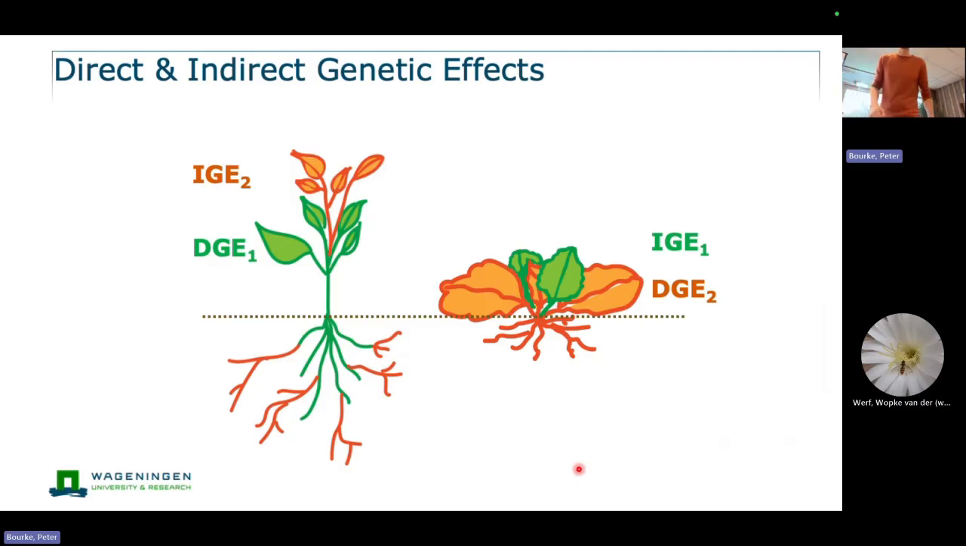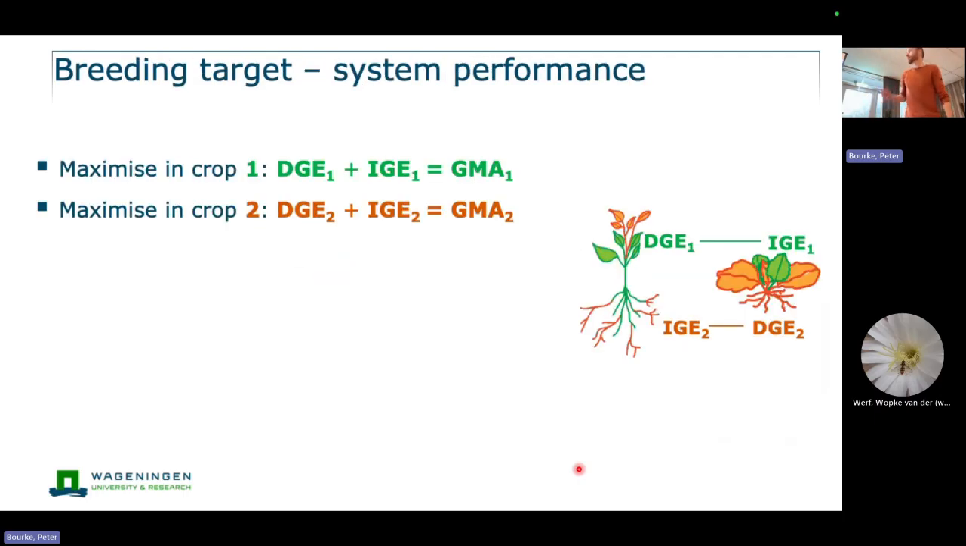And they can, of course, be to do with different traits. But here we're just talking about maybe biomass. But it extends to any trait that you want, that a breeder would be interested in. And as a breeder now, the objective is no longer to maximize this direct genetic effect, but we also have to take into account the influence on the neighbor.